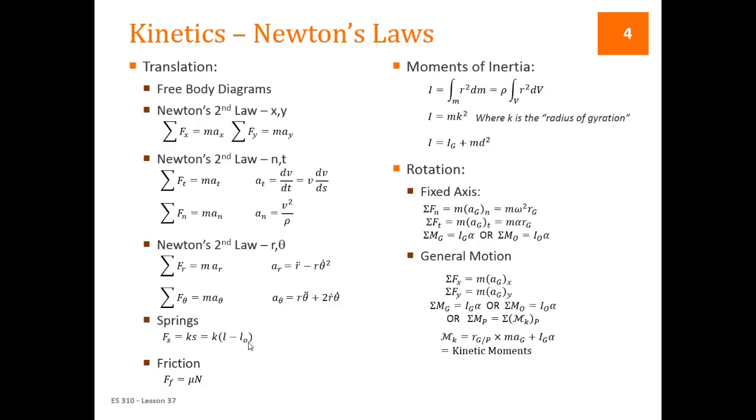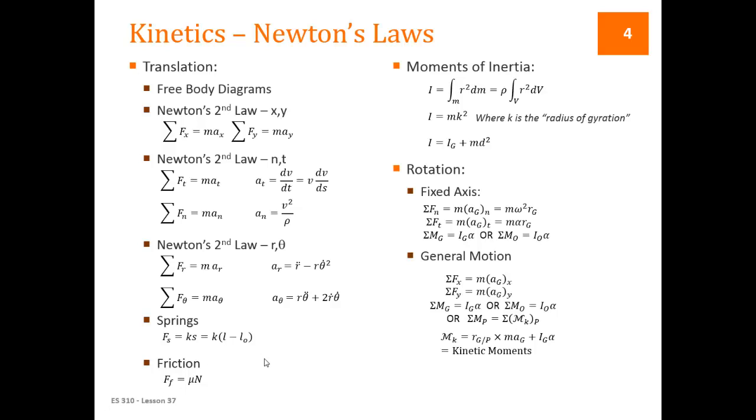Since we're dealing with forces, some of those forces often come from springs. So you need to remember that the force due to the spring is equal to k times the stretch in the spring, or the compression of the spring, which is typically written as a length minus the original length. We also dealt with forces from friction, and friction is given by the coefficient of friction times the normal force, and you can have static friction or kinetic friction depending on whether the object is stationary or moving.